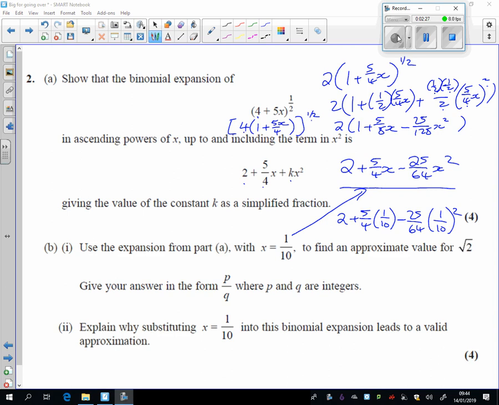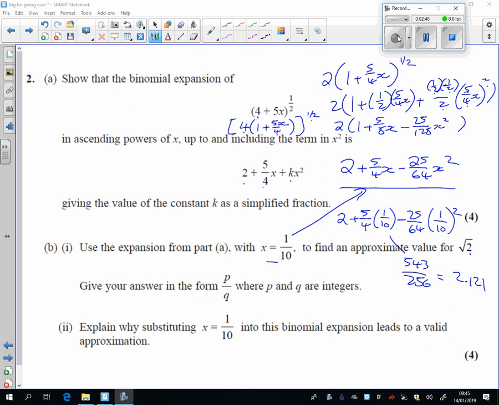Sorry, I've just been getting my calculator. That makes 543 over 256. And as a decimal, that's 2.121. Now I know that that's not root 2. That's what this thing here gives.